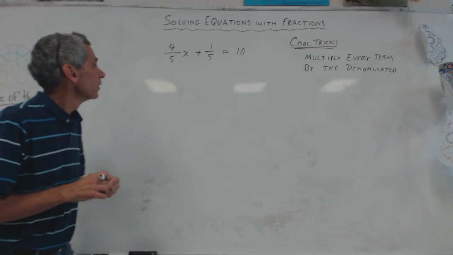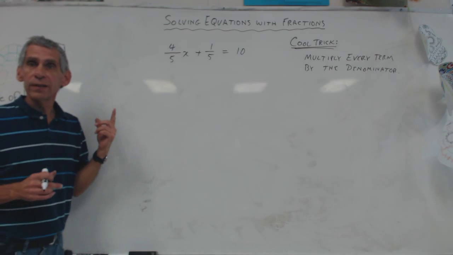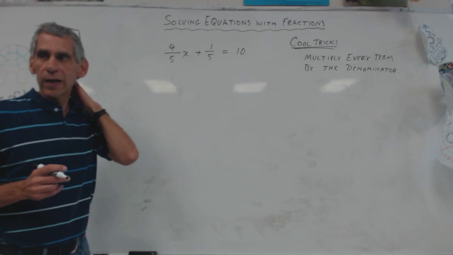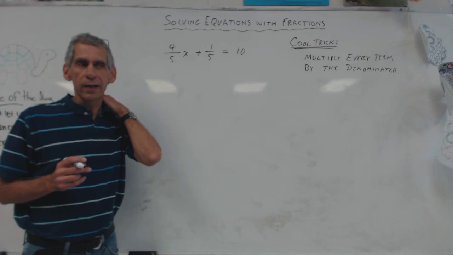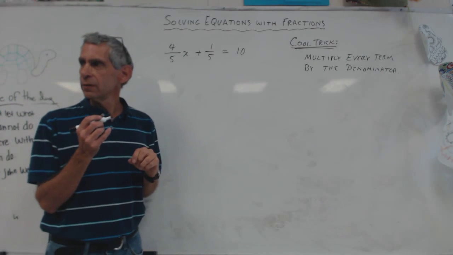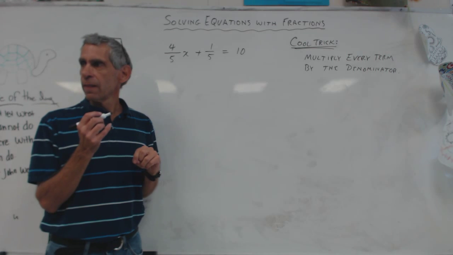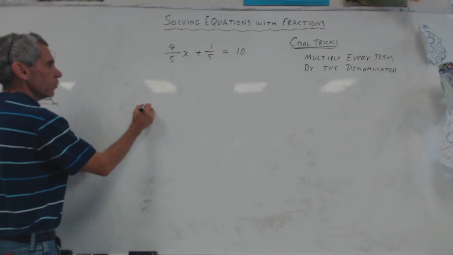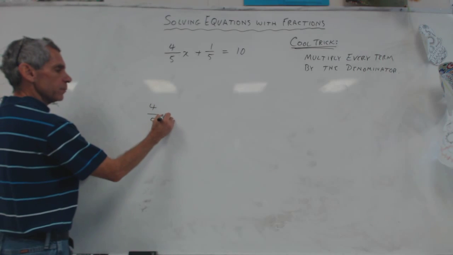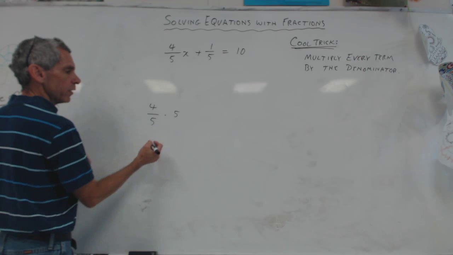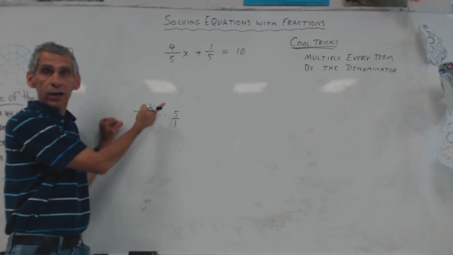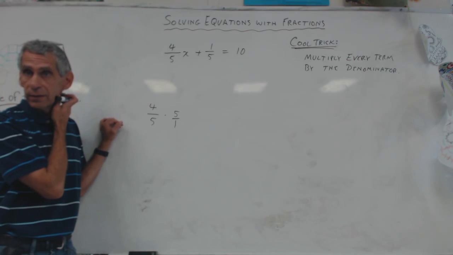So what is the denominator? 5. Okay, so I'm going to multiply everything times 5. Is 5 a whole number? Yes. When you multiply a whole number times a fraction, where does that go? On the top? For sure? If I multiply 4/5 times 5, how would I write that as a fraction? 5 over 1. Oh, yes, so 5 does belong upstairs, right? Is everybody clear on that?